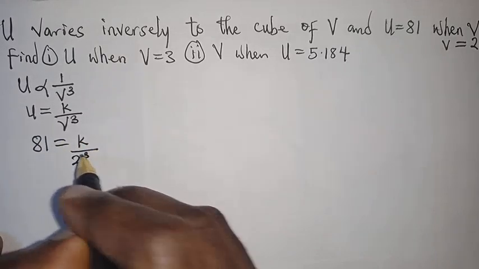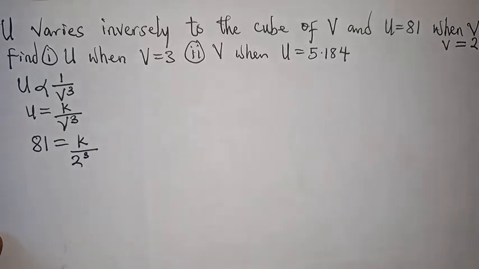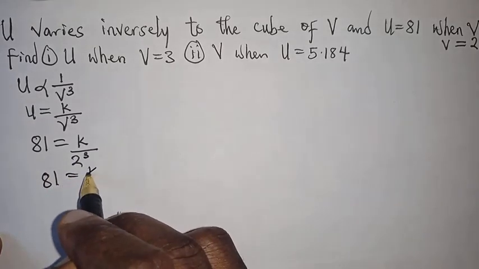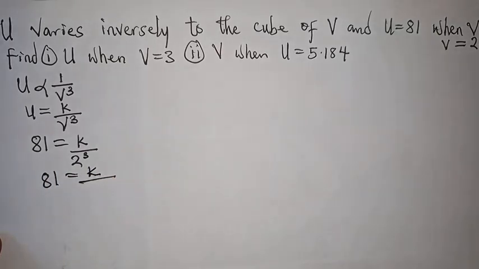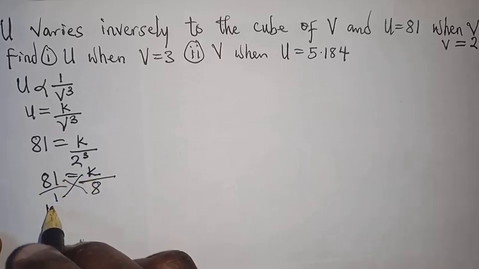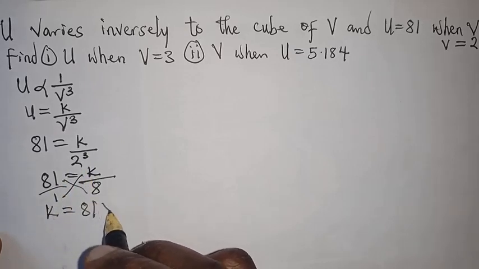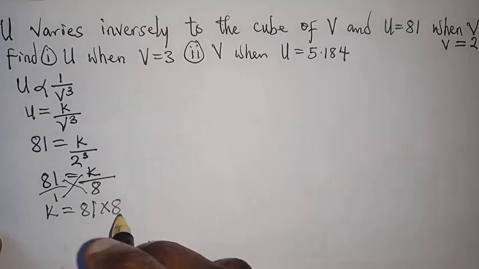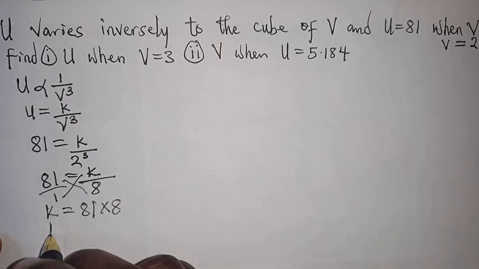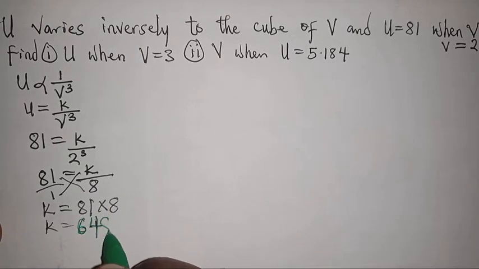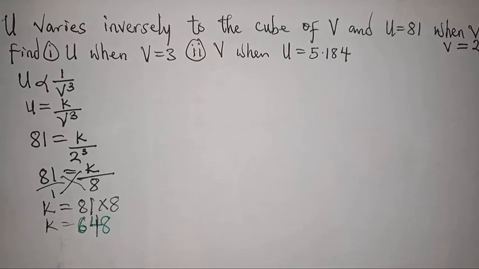So 2 raised to power 3 is the value for v cubed. Now, I'm going to use these terms to get my value for k. Remember, 2 raised to power 3 simply means 2 times 2 times 2, and that's 8. So I'm going to cross multiply. Then I'll get that k equals 81 times 8, and 81 times 8 simply gives me 648. So it simply means that k is 648.